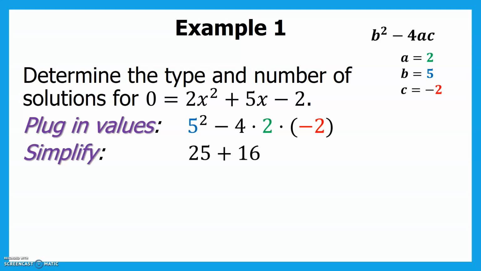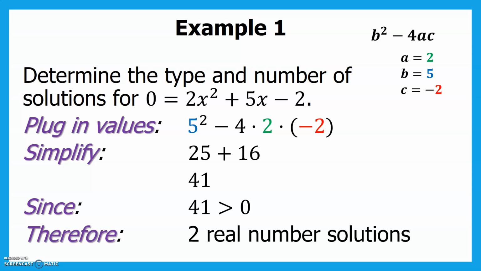And I simplify. 5 squared is 25. Negative 4 times 2 is negative 8, times negative 2 is positive 16. So I get 25 plus 16, and that equals 41. Well, since 41 is greater than 0, that tells me that this quadratic has two real number solutions. So that means it crosses the x-axis in 2 places. It just tells me how many and what type of solutions I have.